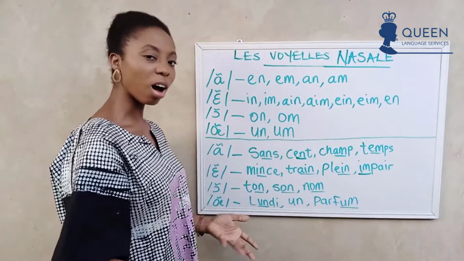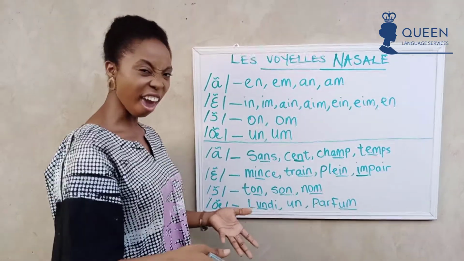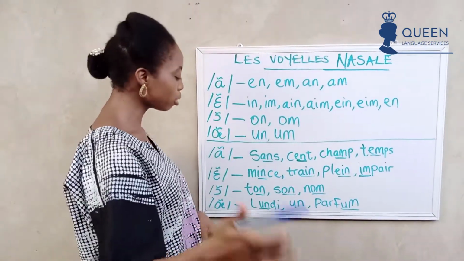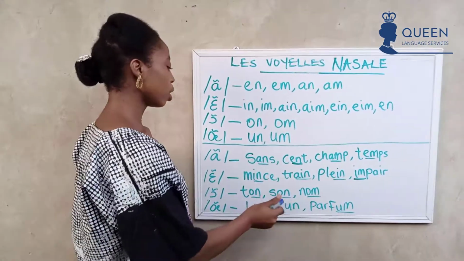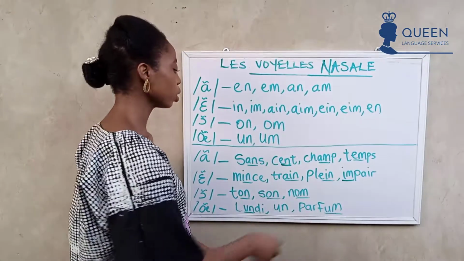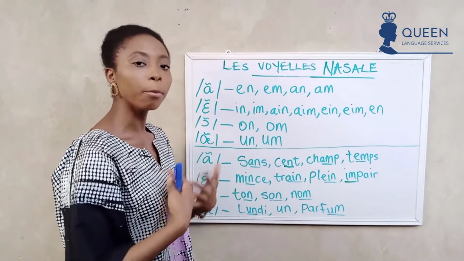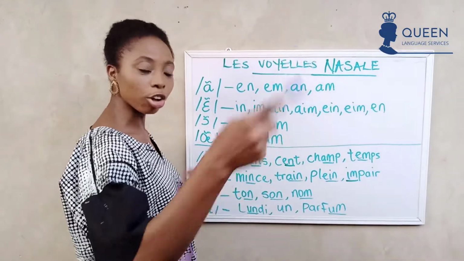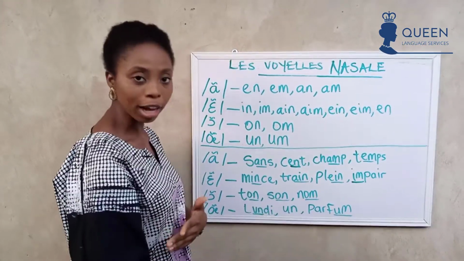Example, we have temps. Can we hear the sound? The first one I say, the second one I said, the third one I say, hope we can identify the sounds. So let's move on. We have ton, which means your, a possessive adjective. Can we see the on ending of it? We have son, which means his. We have nom, and we hear the sound, which means name. Mon nom est Esther. Mon nom est Jacques. Quel est ton nom? What is your name? So nom means name. Can we see the on and om variant of the sound?